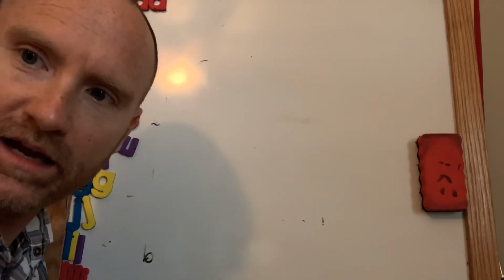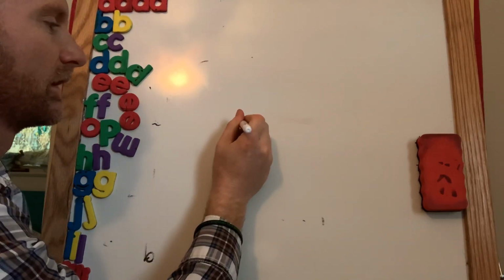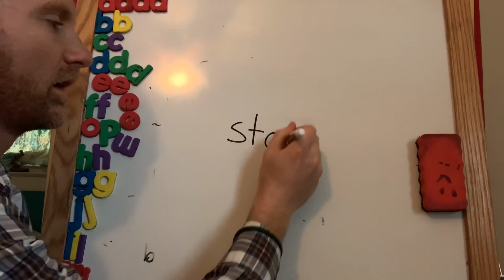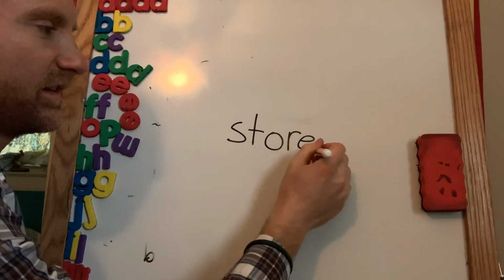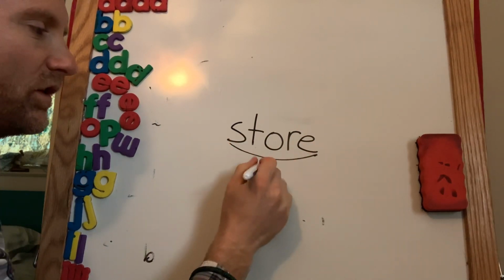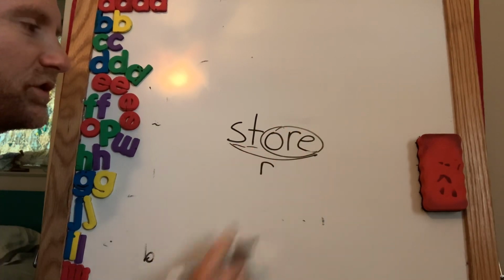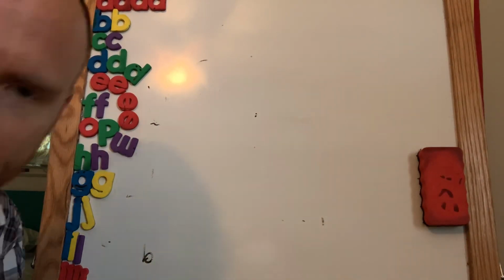Let's try "store." Okay, pause it and try it. "Store." "Or." What goes at the end of "store"? You guessed it, it's that E, because that "or" came at the end. This is an R-controlled vowel. You've got to circle that R-controlled vowel, and if you marked your blend, awesome job. There's "store," okay?